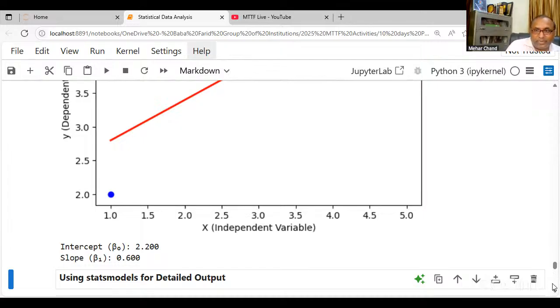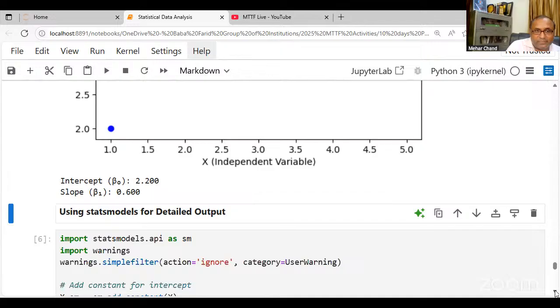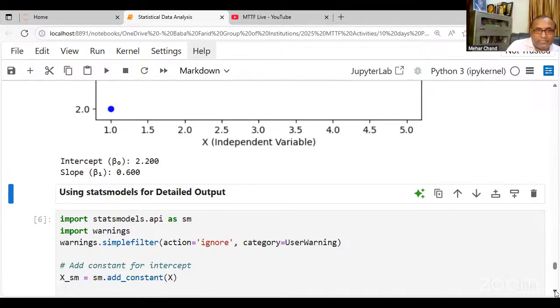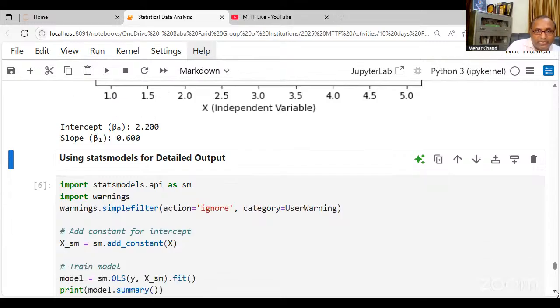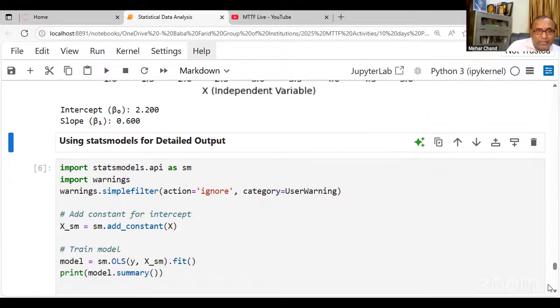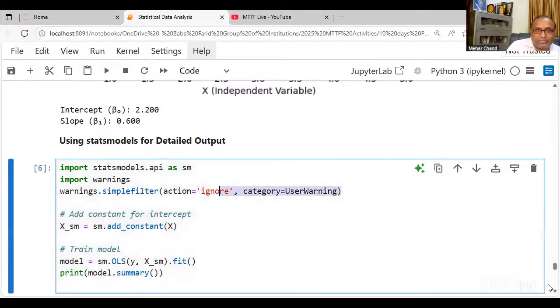So then after you can say, using the stats model for detailed output. Yes. So here we are using the stats model. We are using here statsmodels.api as sm, and we import warnings also, so that when we execute, we can suppress the warnings.